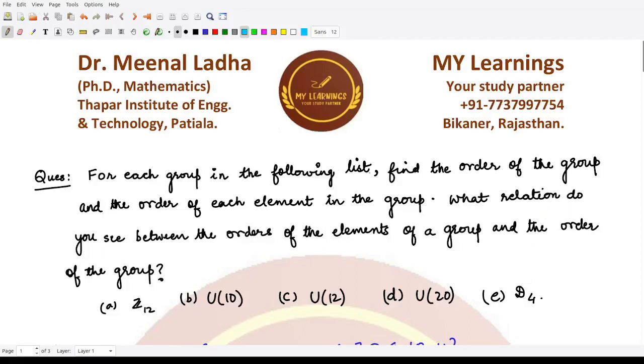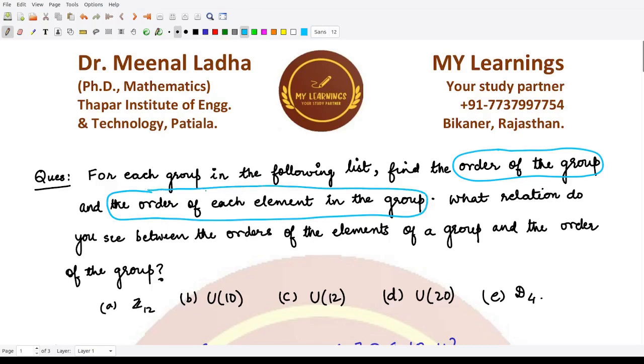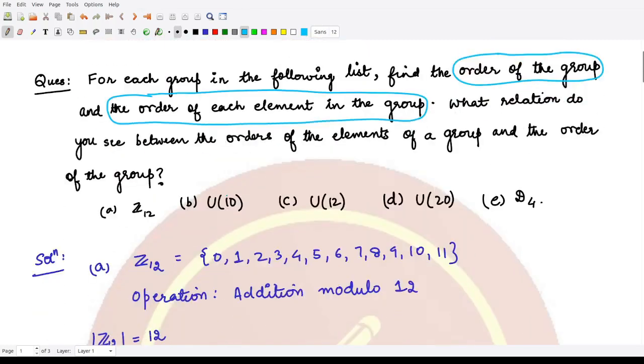In this video, we have to find the order of each group in the following list, and we need to tell what is the order of each element in this group. This is the first question. So we are given these 5 groups. Let's focus on these groups one by one.